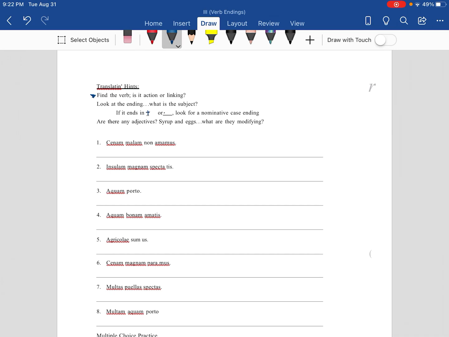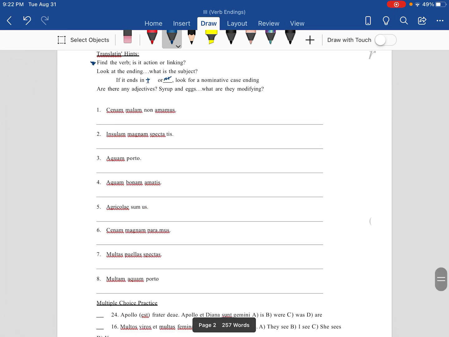If it ends in a T or an NT, he, she, it, or they. Look for something nominative. Alright? And then, are there any adjectives? Sort out if they match anything. So, first one, we gotta find that verb.